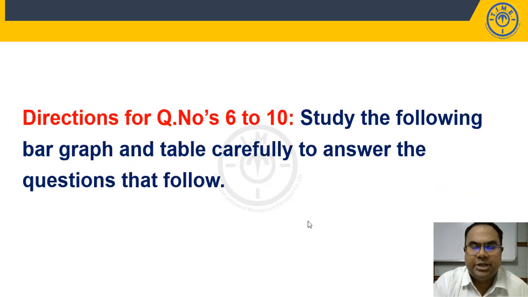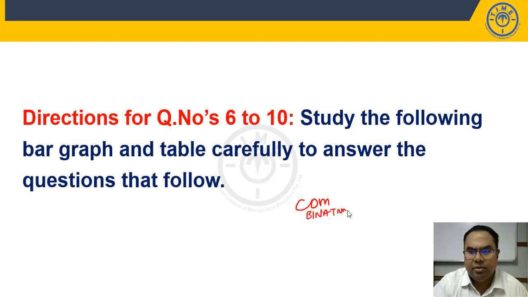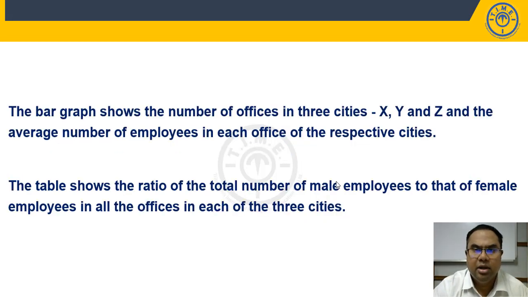Directions for questions 6 to 10. Study the following bar graph and table carefully and answer the questions that follow. This is a combination set. What is this? This is a combination set. We have a bar graph, and also we have a table. Let us look at this.